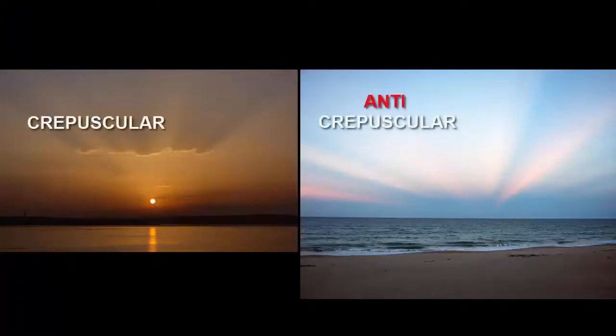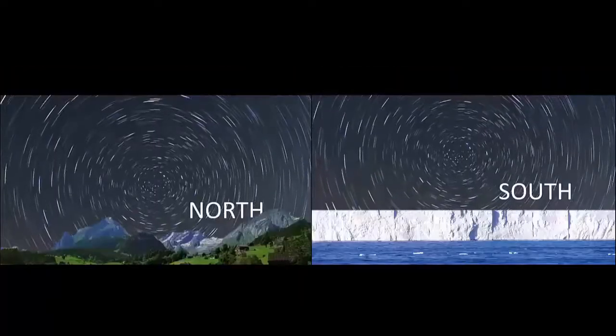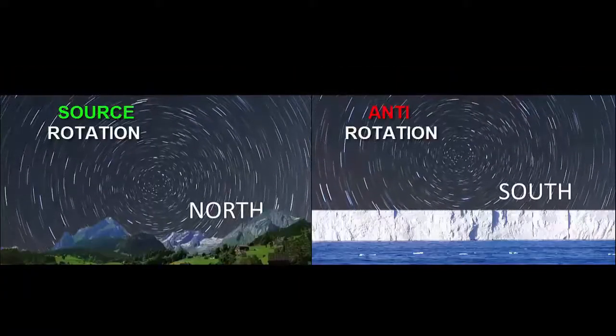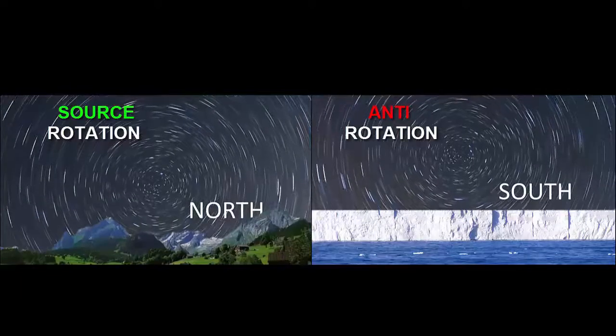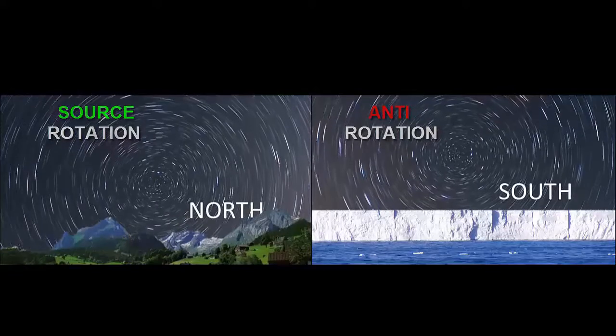So that's why they're called the anti-crepuscular rays. But they're not the source of the light to begin with. The source of the light is the sun. So that's the same way that the stars, the source of the rotation is the northern rotation, not the southern. The southern is just an anti or a perspective produced counter rotation.